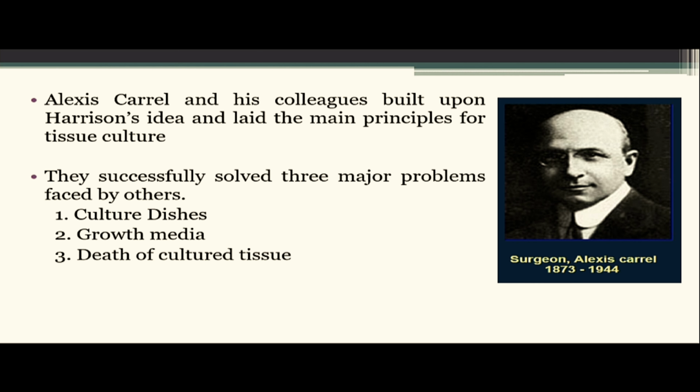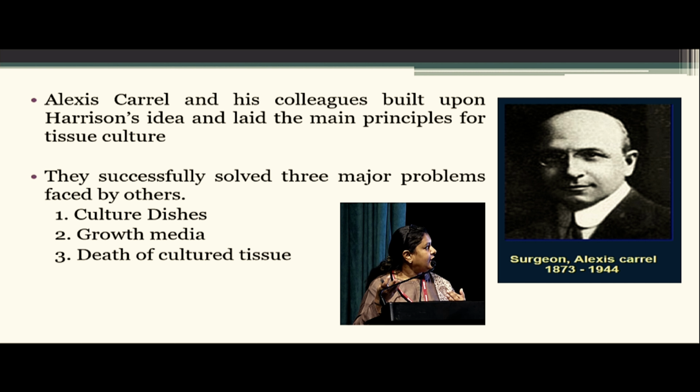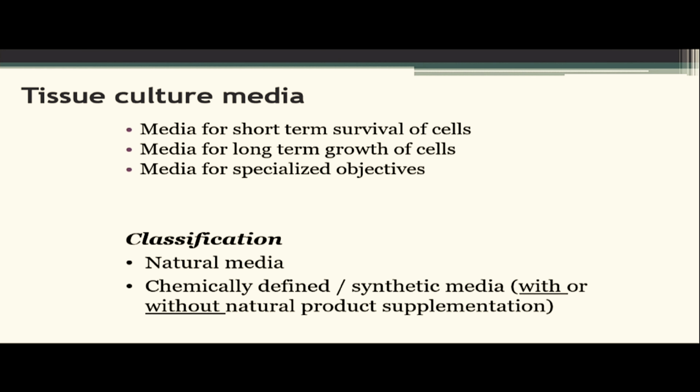After Ross Harrison, there have been many other methodological changes to improvise the cell culture conditions, and these scientists resolved the issues that were there to culture the primary cultures or to grow the cells outside by providing better culture dishes, growth media, and also to control the death of the cultures. So we have various cell culture media, that is specialized medium, through which we give the nutrients to the cultures. We have different media such as natural media or chemical media.